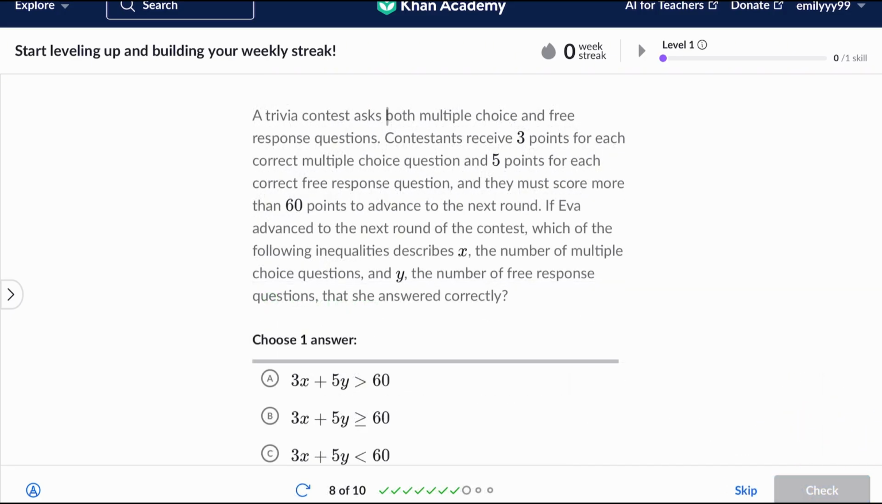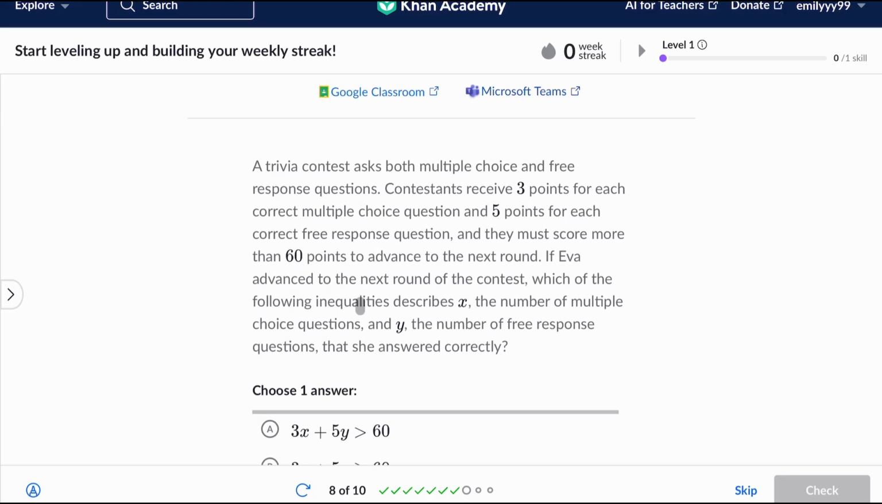A trivia contest asks both multiple choice and free response questions. Contestants receive 3 points for each correct multiple choice question and 5 points for each correct free response question. And they must score more than 60 points to advance to the next round. If Eva advanced to the next round of the contest, which of the following inequalities describes X, the number of multiple choice, and Y, the number of free response questions that she answered correctly?